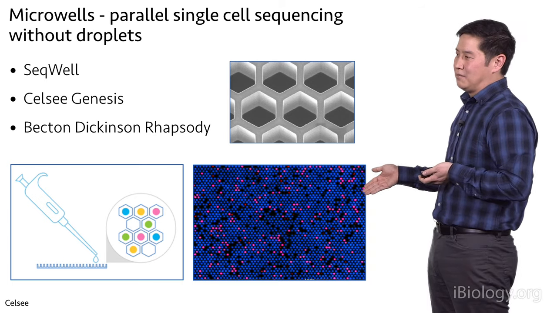This is a method from an academic lab at the University of Washington that used a combinatorial indexing method. The way this works is that you have fixed cells on the right. These are fixed and permeabilized cells so that reagents can flow in and out of the cells. You sort maybe a few dozen cells into each well of this 96-well plate. So you're not dealing with single cells. There are still multiple cells in each well of the plate.